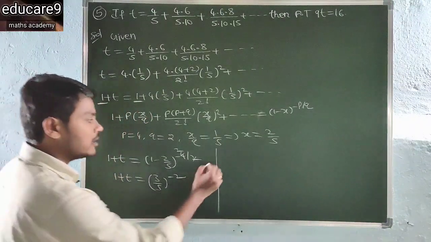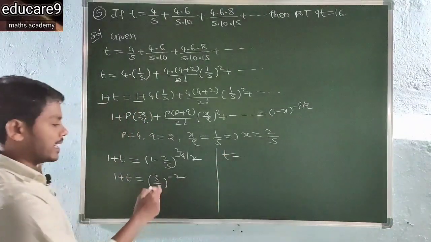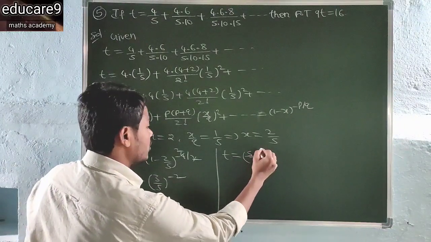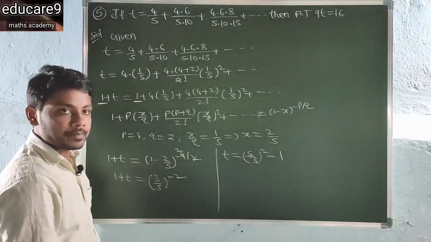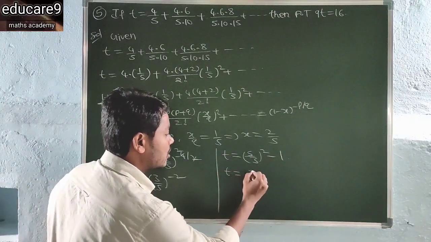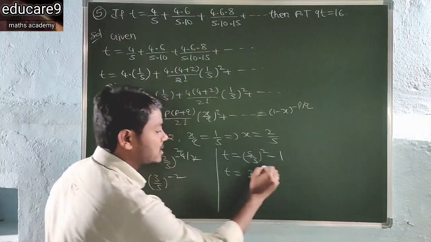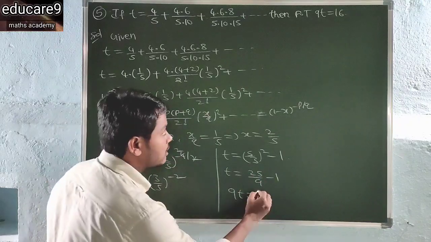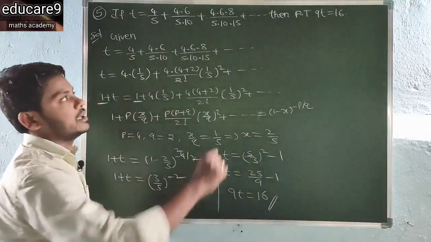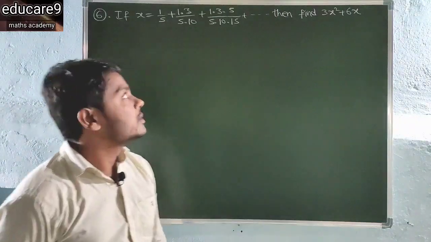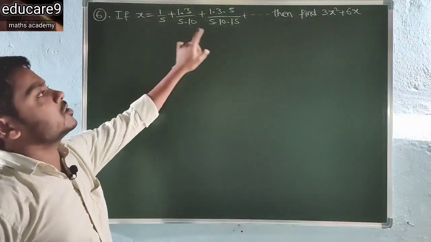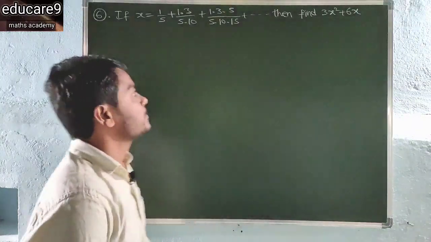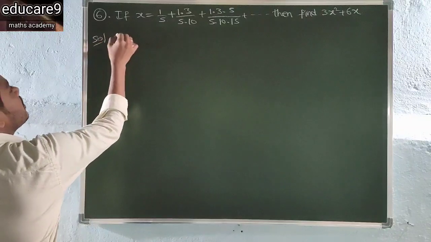So clearly this is what? t is equal to, so write reverse. So what you get? (5/3) whole square minus 1. Now this is what? t is equal to 25/9 minus 1. So this is 9t is equal to 25 minus 9, that is 16. So this is the required answer. Okay, so here next one, if x is equal to the given series, then find the value of 3x² + 6x.